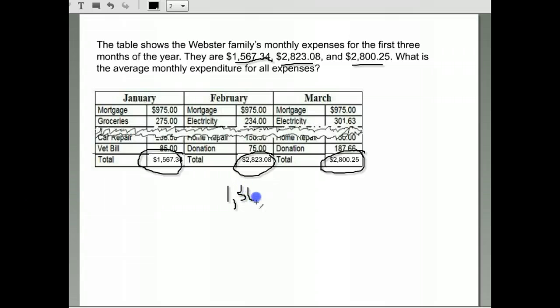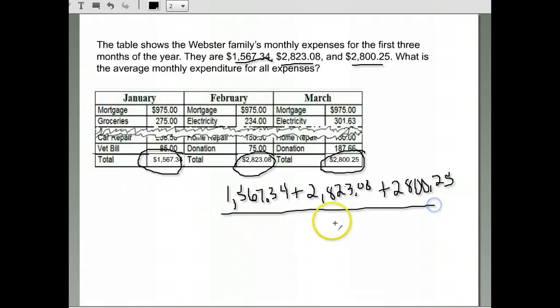So again, to average, you add them together to get a total. And then divide by the number of months. Again, it was 3 months. So again, start by adding all of the top. When you do, you should get about $7,190.67.